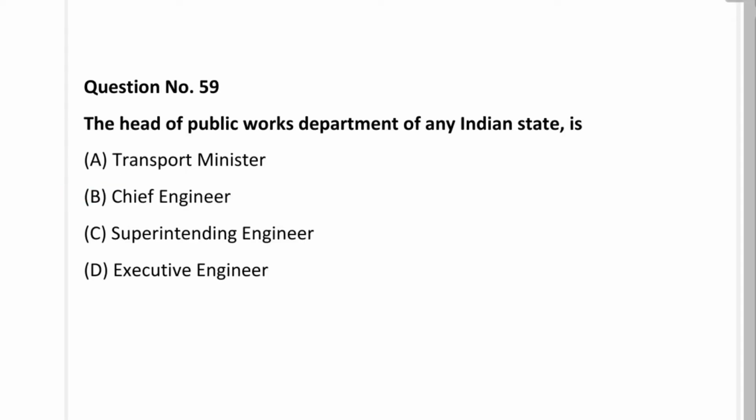So next question, the head of the Public Works Department of an Indian state is: A. transport minister, B. chief engineer, C. superintending engineer, D. executive engineer. So the correct answer is B.